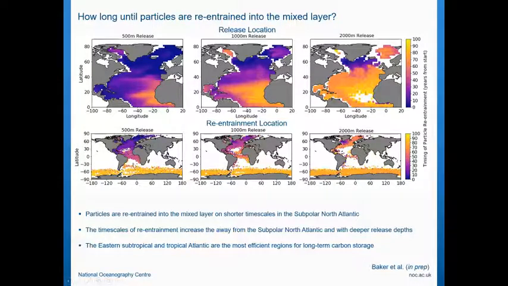And then if we look at the re-entrainment location, you can see again that there's this region here, which is the Labrador Sea, sticks out again as being a place where particles are re-entrained quite quickly. And this is because there's very deep mixed layers in the Labrador Sea. And also you can see this in the Greenland, Iceland and Norwegian seas as well. And so some other features that you can see is that particles tend to be re-entrained in areas where there's some upwelling, such as along the African coast and also in the Southern Ocean as well.